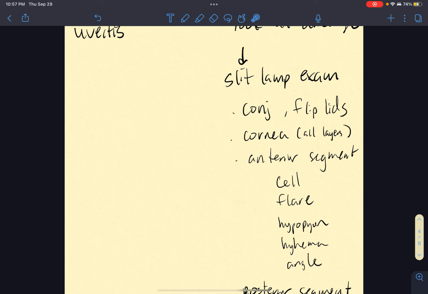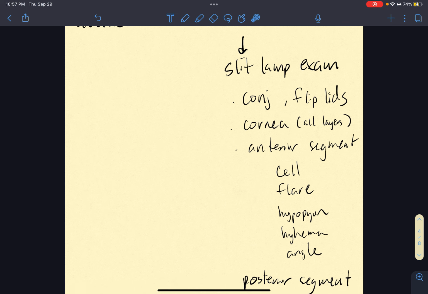Next, you perform a slit lamp exam. Look at the conjunctiva. Are there papillae? Are there follicles? Very difficult to tell sometimes, but papillae are usually a little bit smaller. Follicles are a little bit bigger, and follicles are a little bit more bullous.